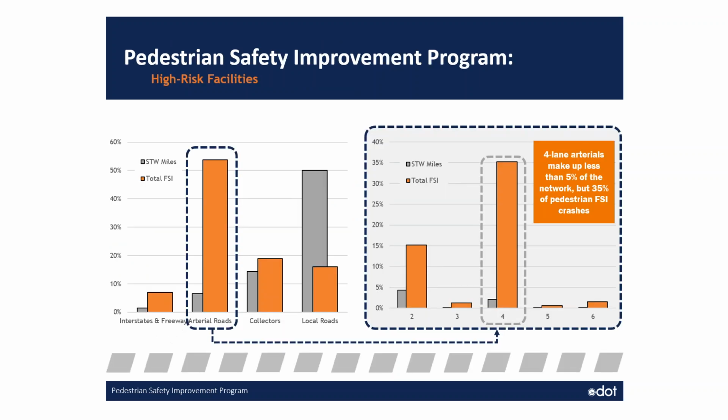Just to reiterate, arterial roads were deemed the most dangerous for our vulnerable roadway users, as they had an overrepresentation of fatal and serious injury crashes compared to their total statewide lane miles. And four lane arterials were specifically bad in that case.